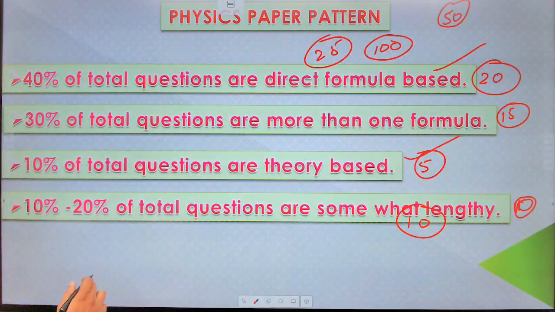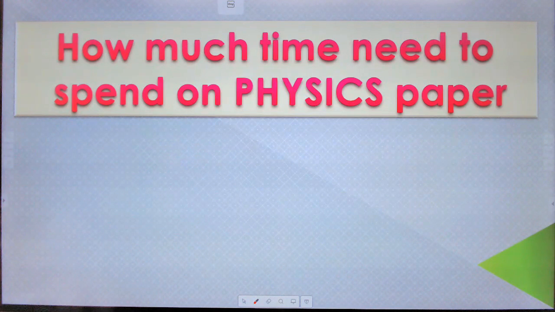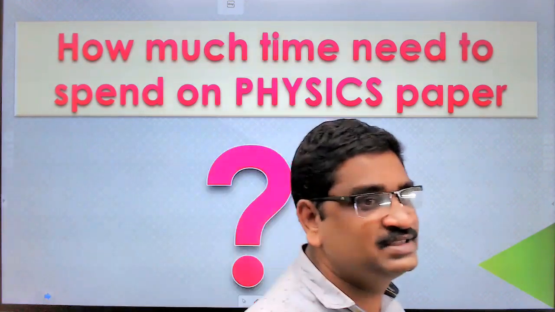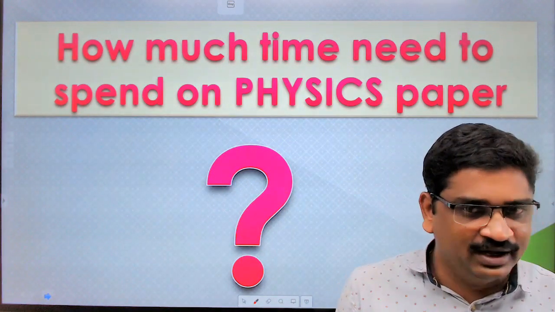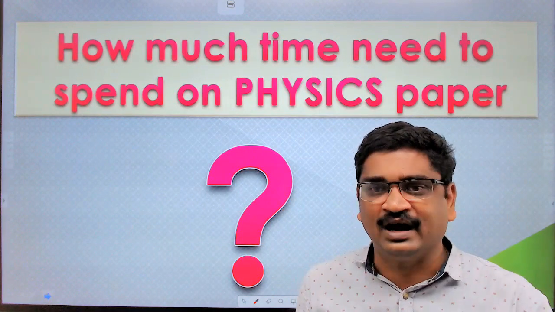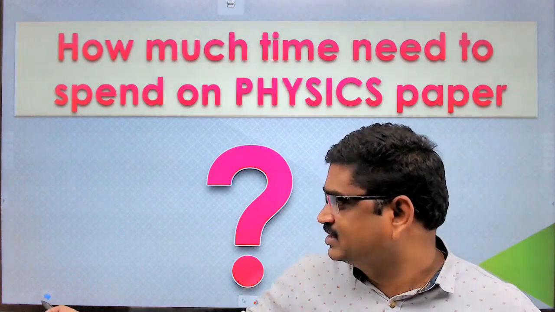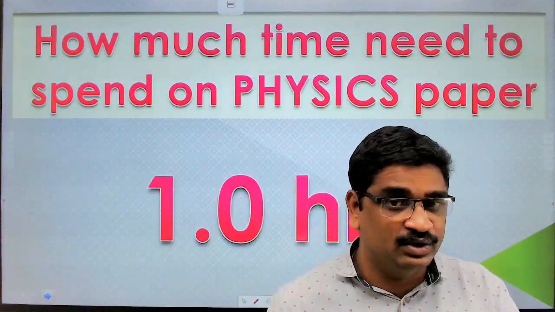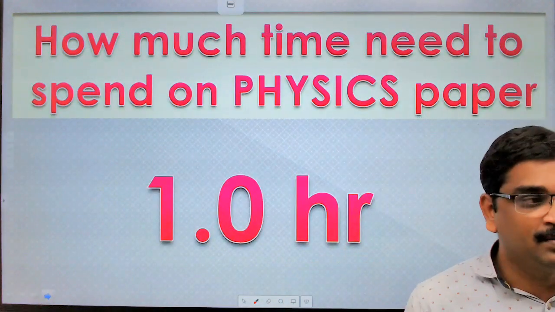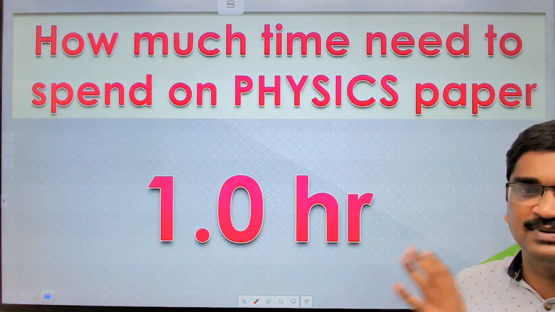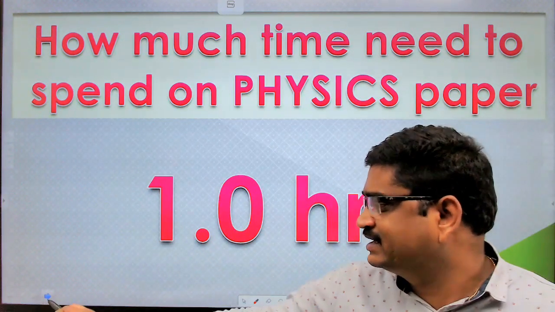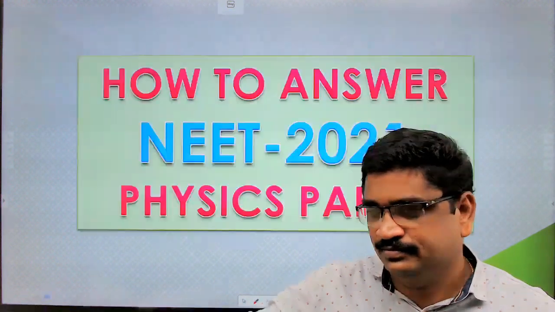Now, next one. How much time do you need to spend to answer the physics paper? Is it 30 minutes, 45 minutes, or 60 minutes, one hour? What is your answer? It should be 1 hour. A minimum of 1 hour or 60 minutes you have to spend on the NEET physics paper. Then only can you answer a minimum of 35 questions.